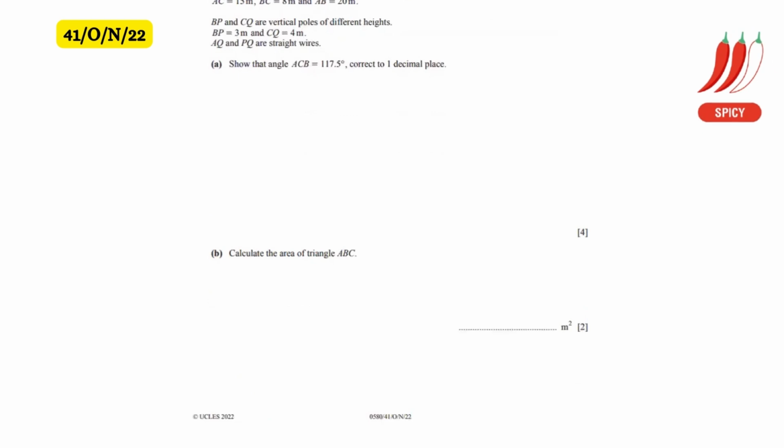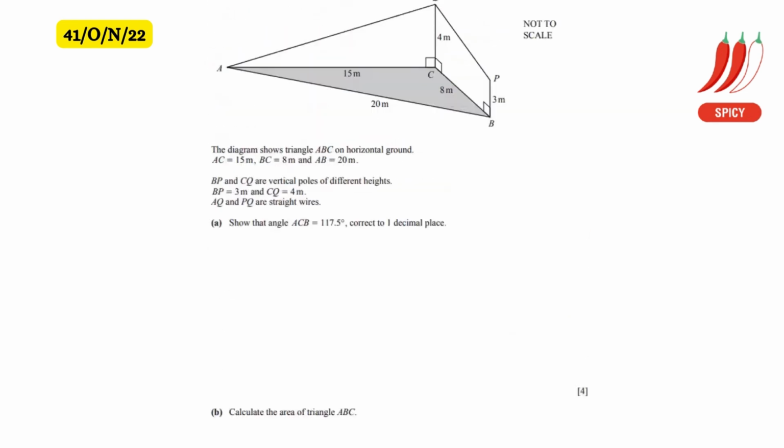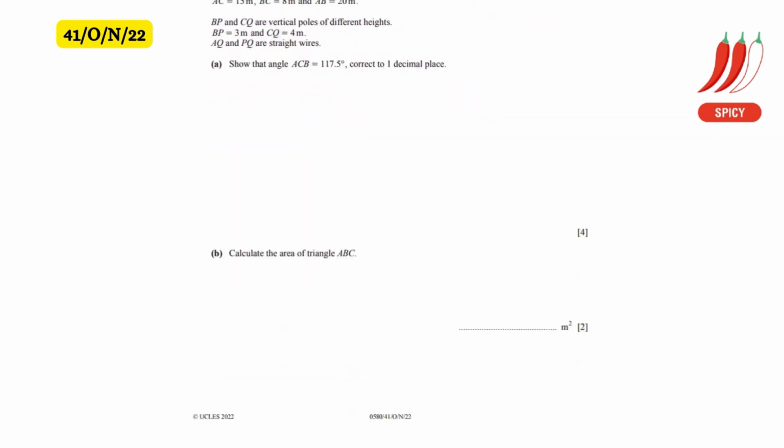Then it says calculate the area of the triangle ABC. So to calculate the area of the triangle ABC, we need 2 lengths and the angle between them. And as you can see, we have 2 lengths, 15 and 8, and the angle between them, which is 117.5. So that's going to be area equals 1 over 2 times 15 times 8 times sine of 117.5, which equals 53.2 meters squared. That is your area of the triangle ABC.